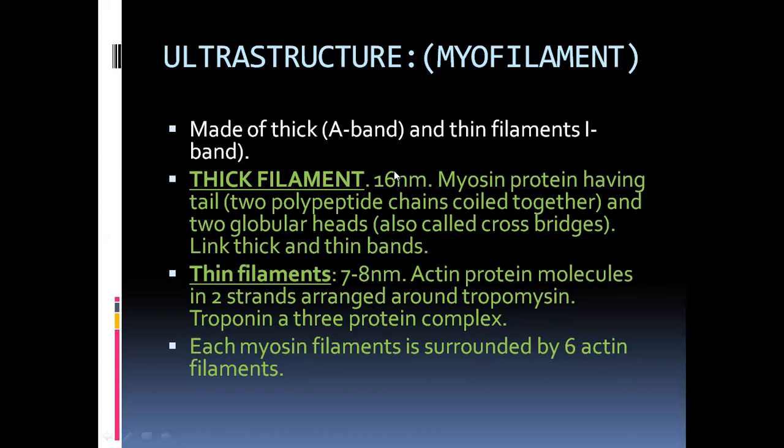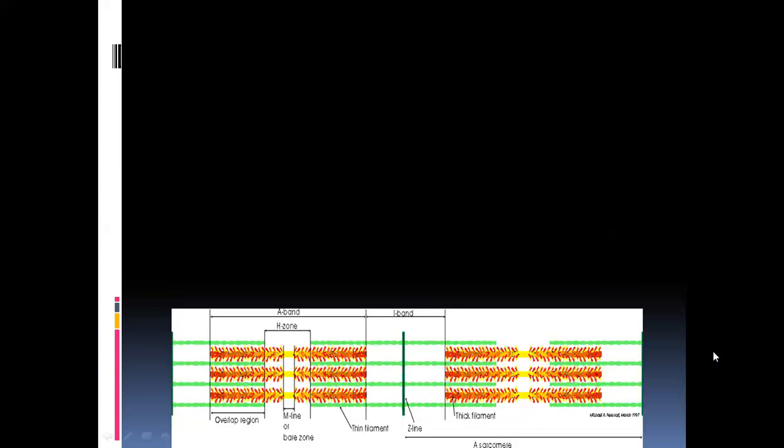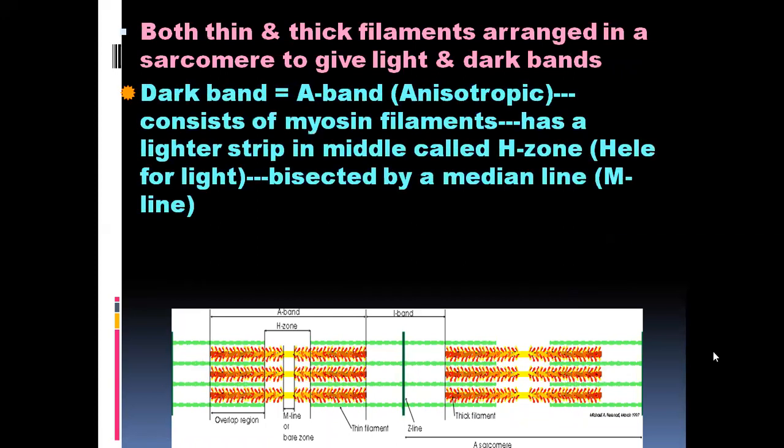The thick filament is made up of myosin, and the thin filament is made up of actin, G-actin, converted into F-actin when they roll around each other, and then one band of tropomyosin is rolling around the F-actin, and then at various positions we have the troponin, which is a 3-protein complex. Now, look at this. This is the arrangement of both of the bands.